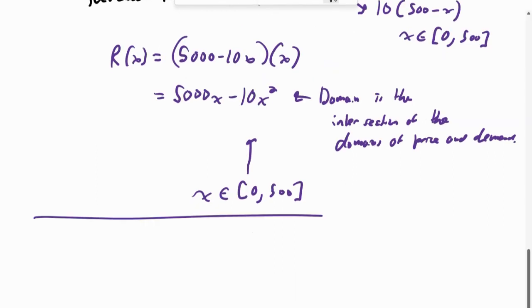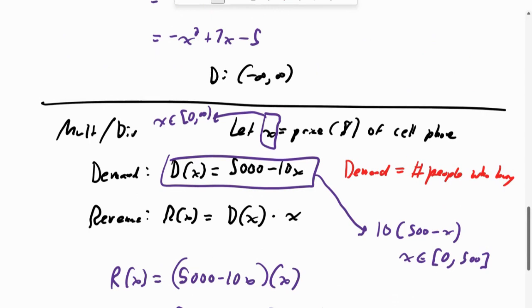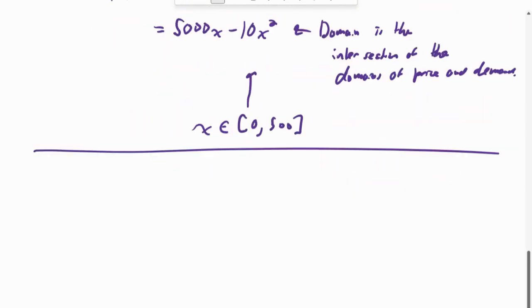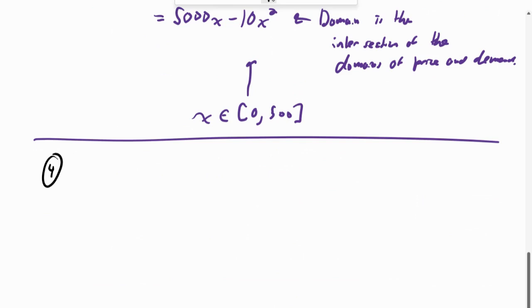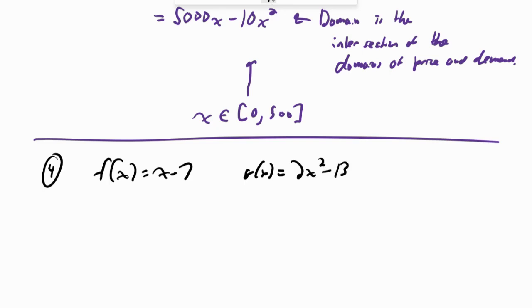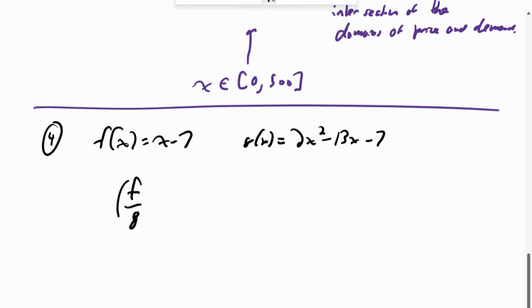Okay, last example. So that was example 3, so let's go with 4. And your book's examples, we're limiting this up to their example 3, but I'll just call this number 4. We're going to go with dividing. So we said this is multiplying, dividing. Here's my dividing. Let's say that f of x is equal to x minus 7, and g of x is equal to 2x squared minus 13x minus 7. So in this case, we're going to try to define f divided by g of x, which is the same as f of x divided by g of x.